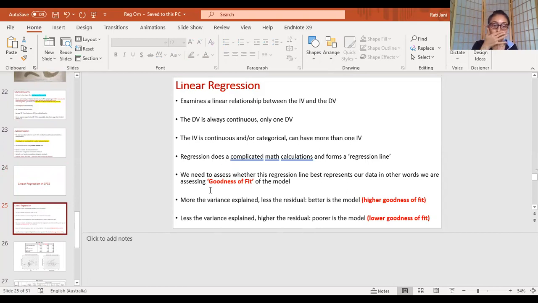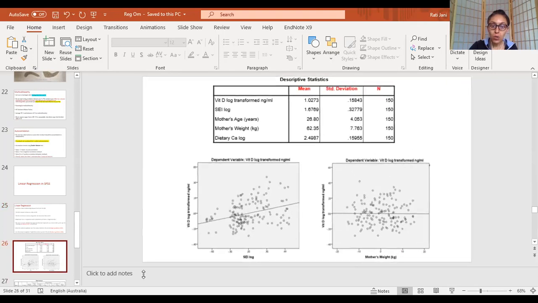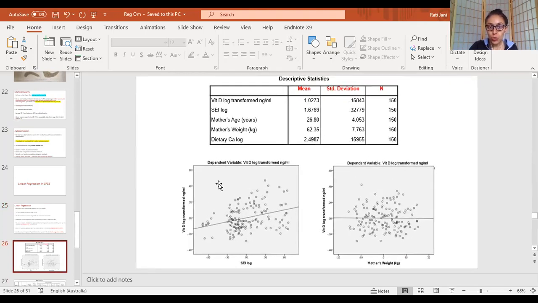Okay. And then basically, this is how, for C, I just wanted to show you dependent variable vitamin D log transformed. I just wanted to show you that when you do regression, you can also make such a plot. So this is the association between vitamin D, which is blood levels of vitamin D, and my vitamin D was log transformed because in this paper it was not normally distributed.